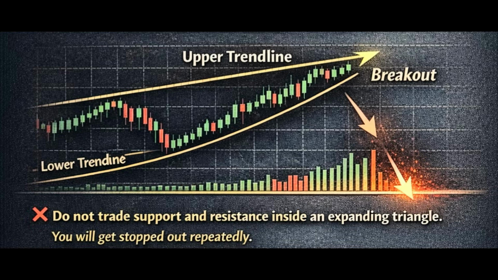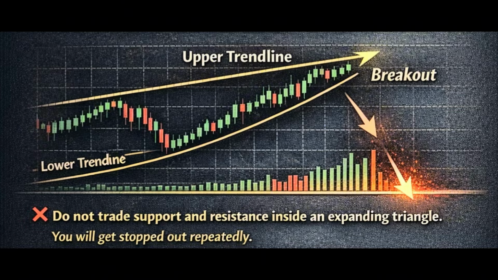A real example, in 2020, XRP printed a massive expanding triangle on the 4-hour chart. The swings kept getting wider. Once the lower trend line finally broke, XRP dumped nearly 15% in a single move.